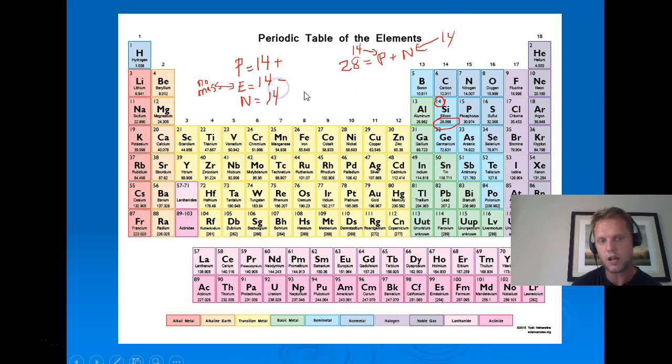So in summary, you can tell how many protons and electrons and neutrons there are just by looking at the periodic table. We'll practice a few.